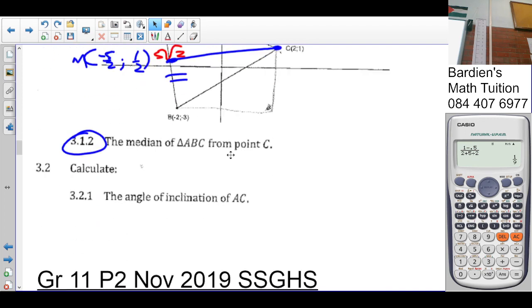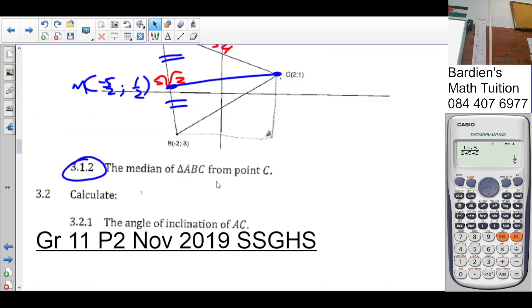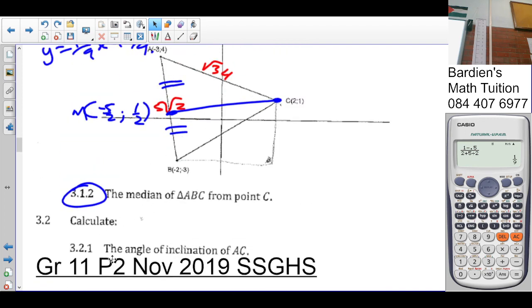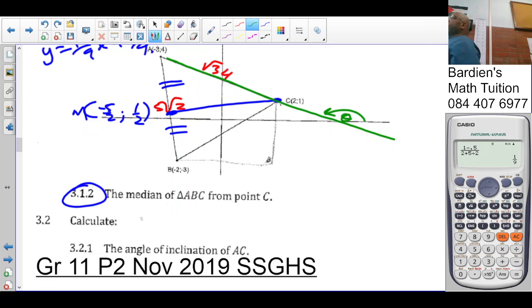So the next question says, calculate the angle of inclination of AC. You see that is the line AC. Not so. So that angle of inclination is an angle that will be measured. If I extend this line here, that will be an angle of inclination. Let's call that theta for now. Remember that the angle of inclination, or the angle, always opens from the positive x onto the line.